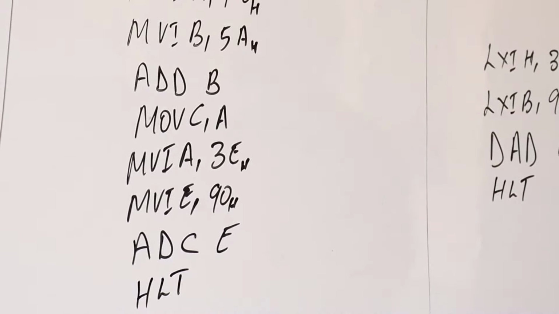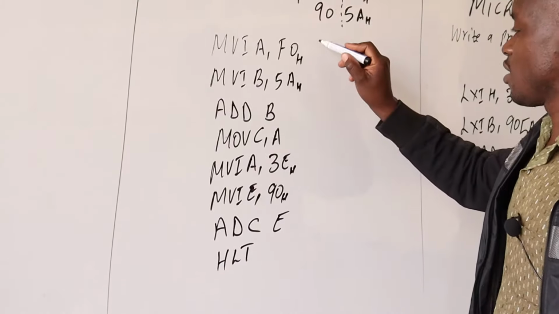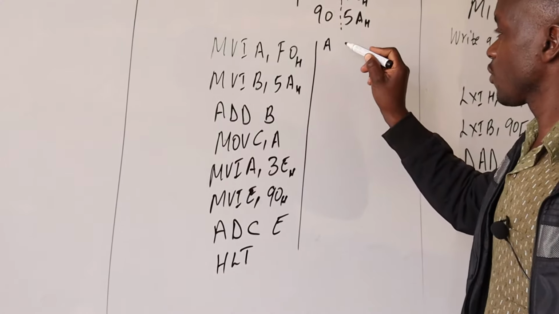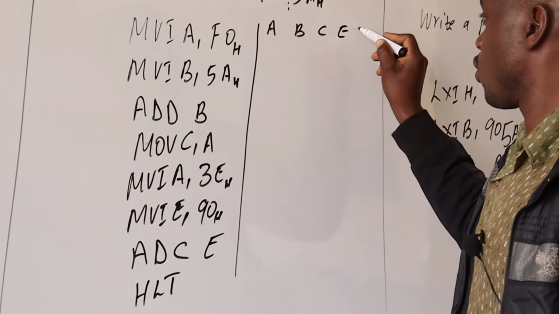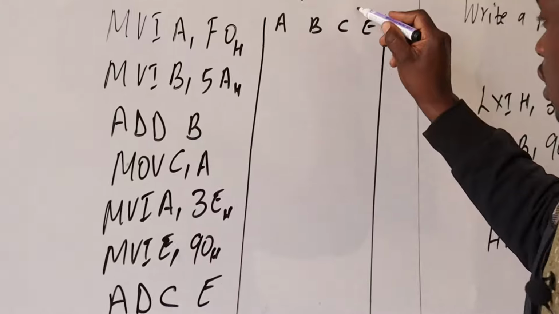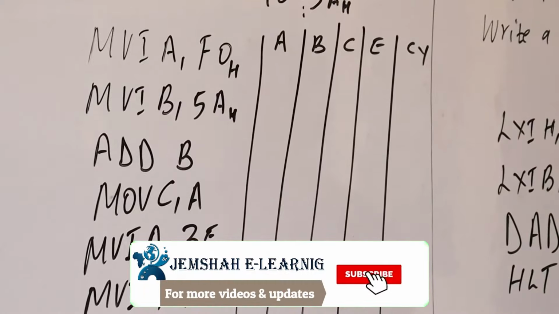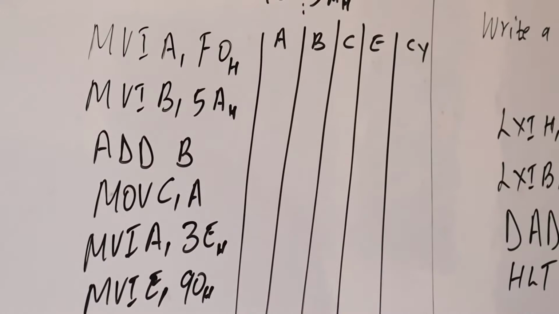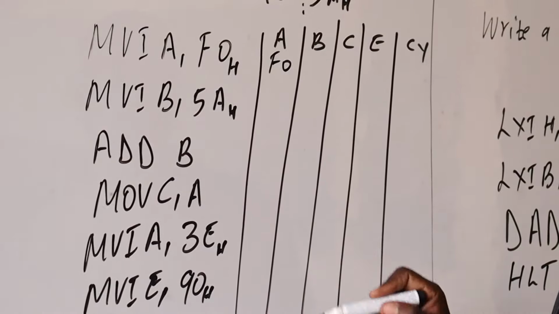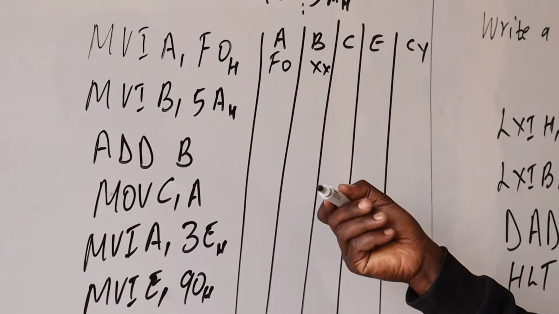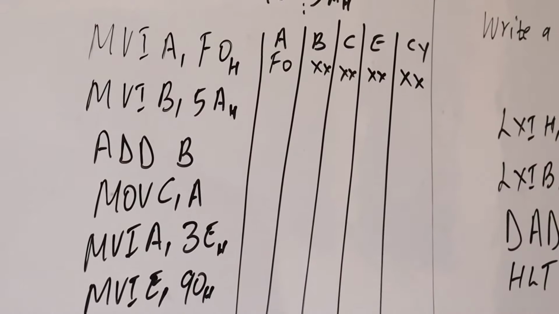Again, we draw the truth table to show what was happening in each instruction execution, so that at least candidates can understand. So we have register A, register B, register C, register E, and we have to remember the carry, because during addition, if there is a carry, the carry flag will be affected. This is the trace table. The first instruction is move immediate A, F0. So we know that in A we have F0. Here we don't know what is there, so we put don't care. Here, we put don't care. Here, we put don't care. And here again, we put don't care.